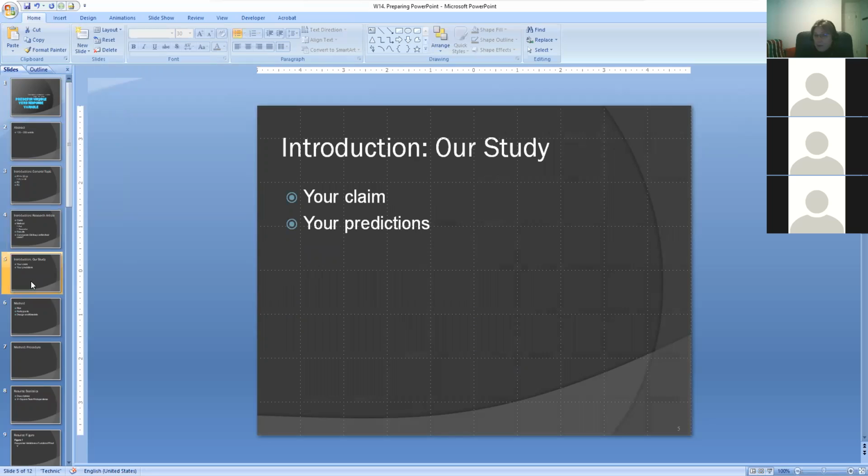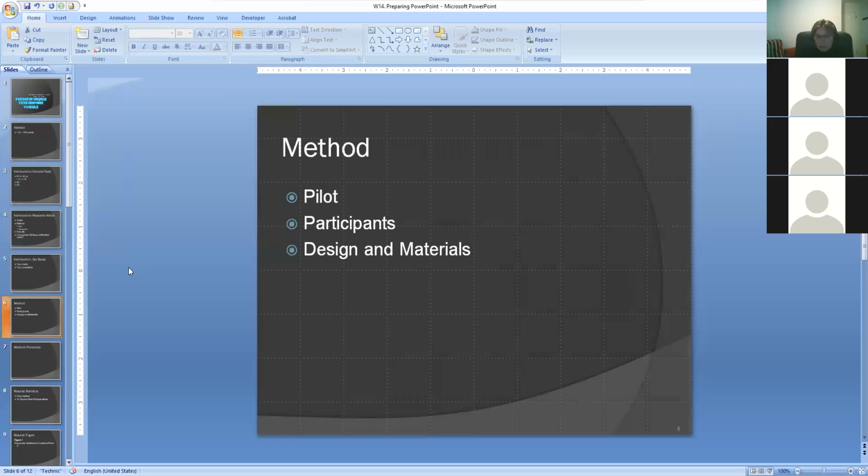Number 3 is your study. That's your last paragraph of the introduction, your claim, your predictions. What do you expect to find? Then comes the method, where if you have a pilot, you can quickly tell us about the pilot. And you have participants. Most of you should have 30, some have more than that. Then materials, for your observational study.